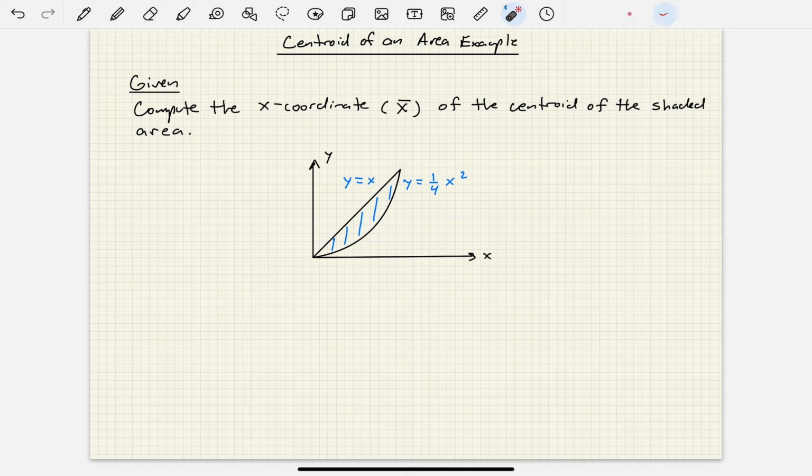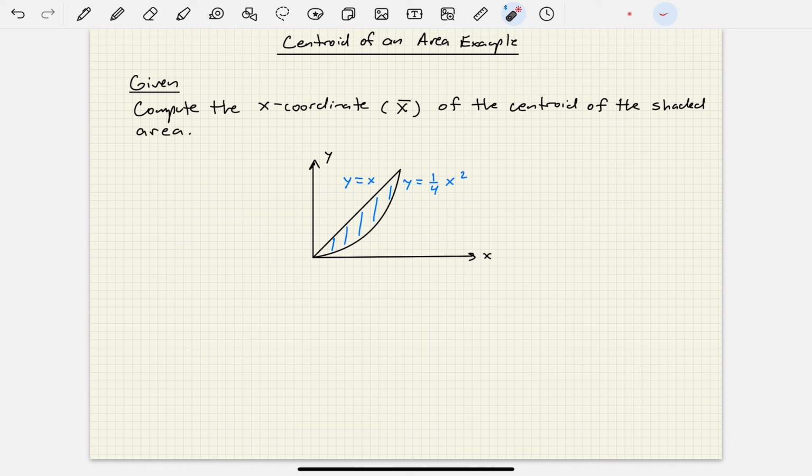In the given information, we're being asked to compute the x-coordinate, which we call x bar, of the centroid of the shaded area. Now, the shaded area is given by two functions that are bound together. So we have this function y equals x, and we have a second function y equals 1/4 x squared, and the area bound in between those functions is what we're interested in finding the centroid of, okay?